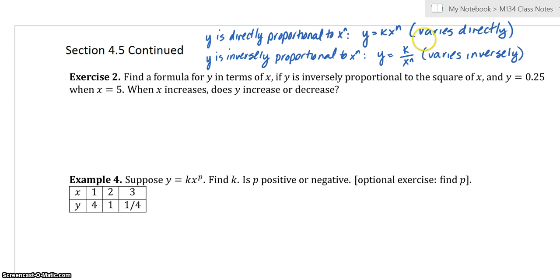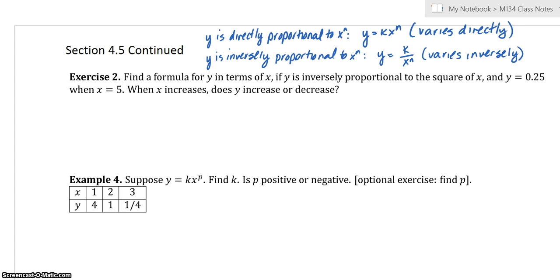Sometimes other books will use "varies directly," so y varies directly with x^n means the same thing, and y varies inversely with x^n means the second one. Some of my old videos in my topic section use those words, which is exactly the same thing, to warn you. Okay, so with that being said, see if you can try exercise 2. So you try this, pause it when you're ready for the solution.